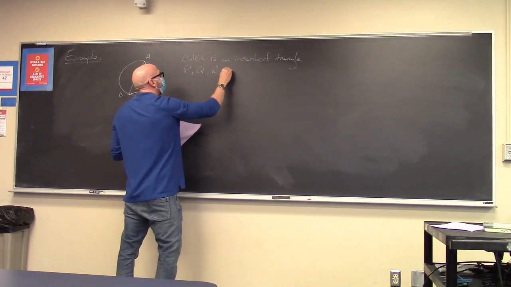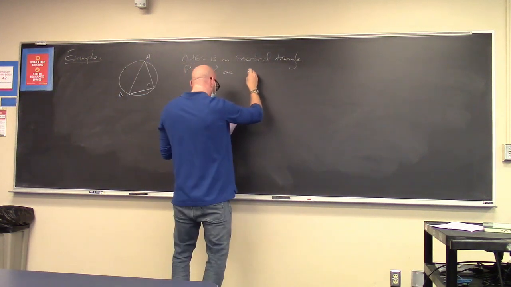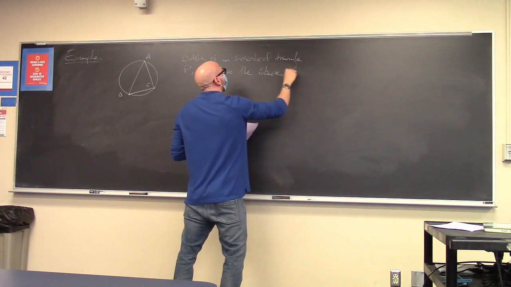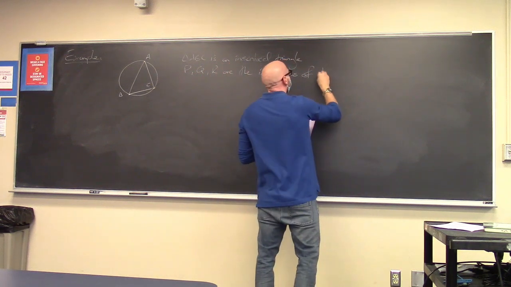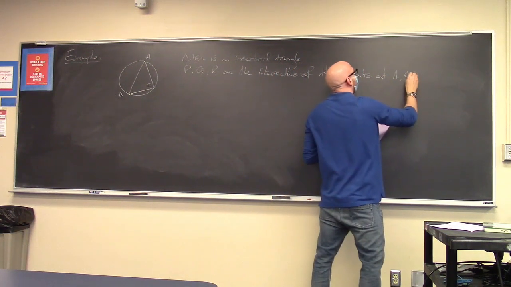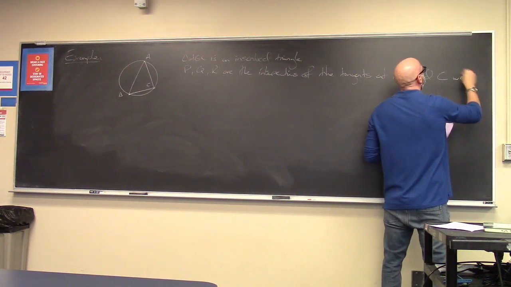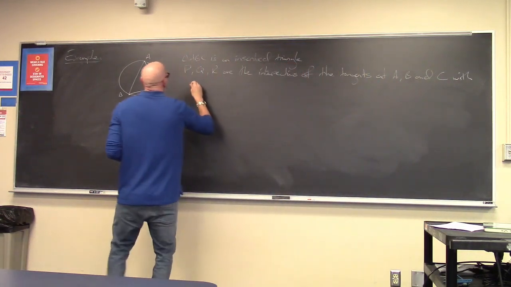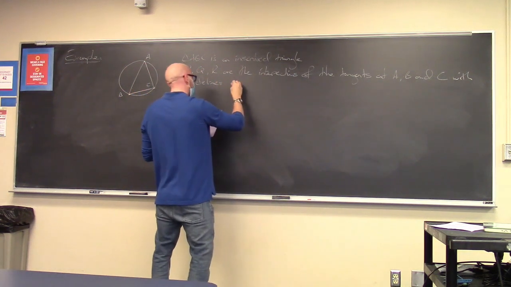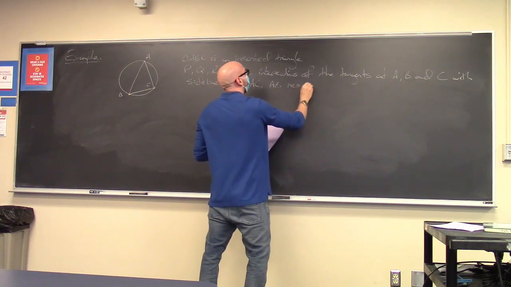P, Q, and R are the intersections of the tangents at A, B, and C with the sidelines BC, AC, and AB respectively.